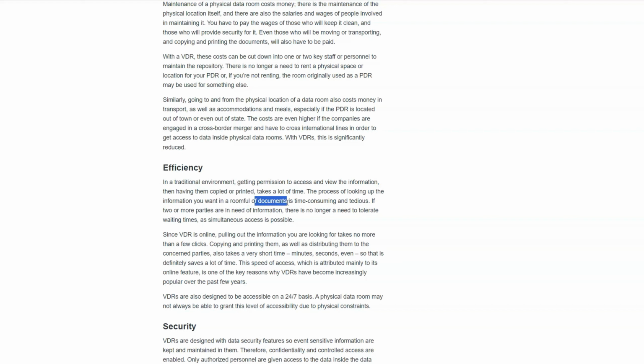Efficiency. In a traditional environment, getting permission to access and view the information, then having it copied or printed, takes a lot of time. The process of looking up the information you want in a room full of documents is time consuming and tedious if two or more parties are in need of information. There is no longer a need to tolerate waiting times as simultaneous access is possible.